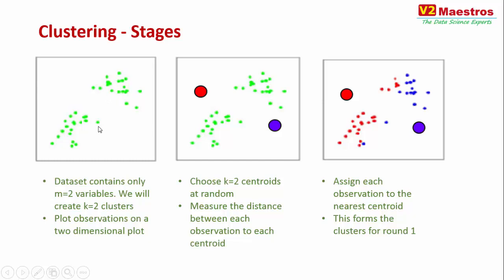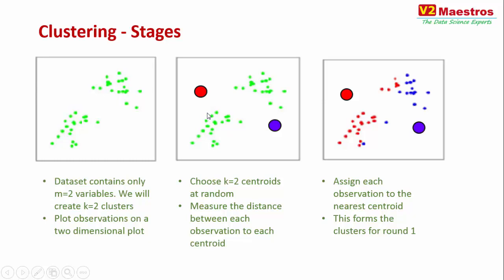Now I want to group this data into 2 clusters. I can choose any number of clusters I want, but in this particular example, I am only going to choose 2 clusters, and then I am going to start plotting. How do I start the clustering? The first stage is that I just choose 2 points at random.